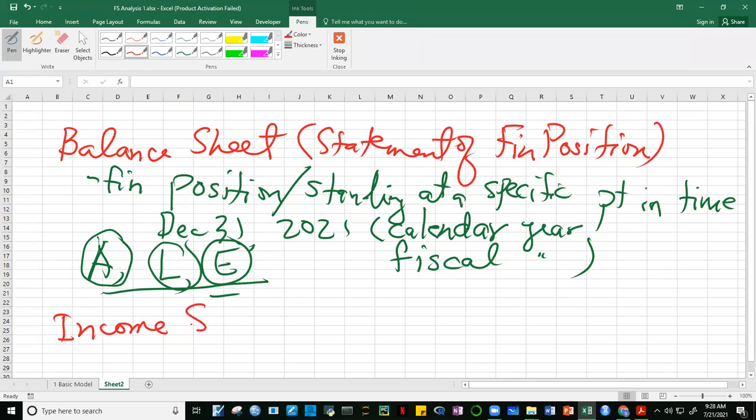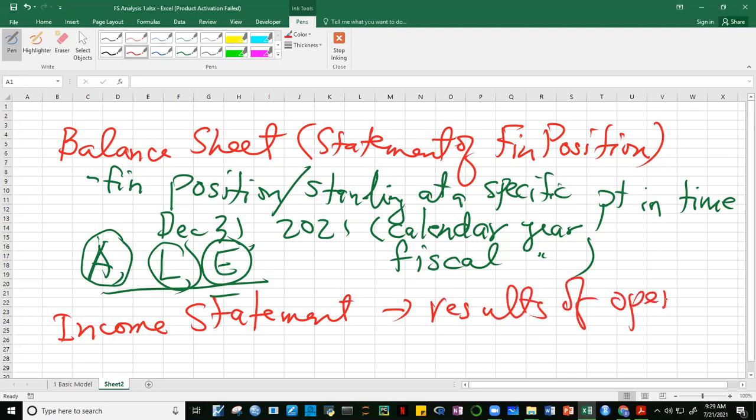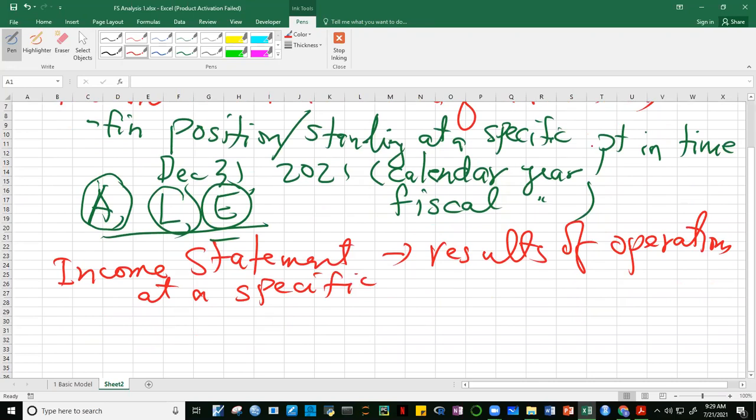Ano yung income statement? It tells us about the, ano to? Ito yung results of the operations, di ba? Results of operations ng firm at what? At a specific what? Period of time. Okay, correct. It's a specific period of time. Yung isa, point in time. No? Ito naman, this is period of time.